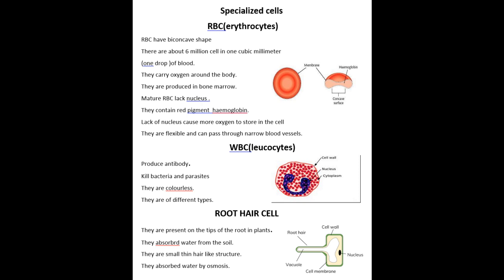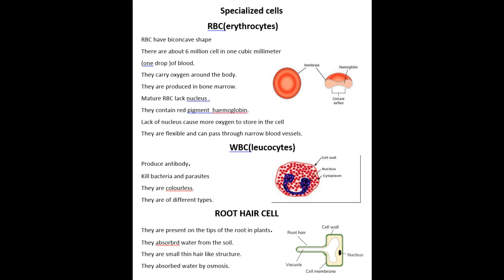They are colorless, I have told you, and they are of different types. White blood cells are of different types. Red blood cells have no types. They are only one type of cell. In WBCs, there are different types of cells, phagocytes and lymphocytes as well. They have different functions, but we will study them in the circulatory system or the circulation. They are not important here. We are learning about some important cells here. So that is the introduction of the WBCs, what they do, what they look like.